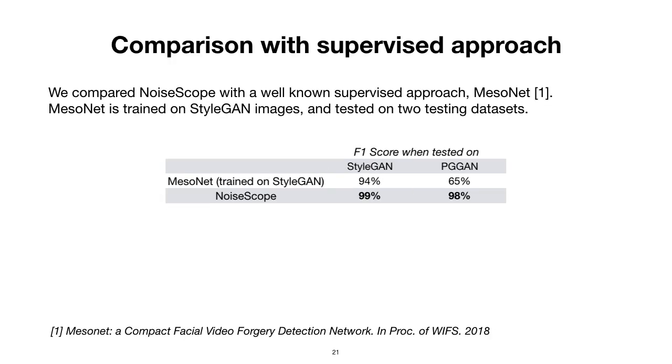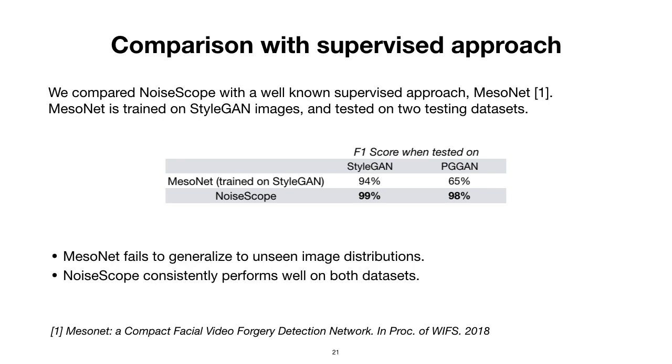We also compared NoiseScope with a well-known supervised approach, Mesonet. We took Mesonet and trained it on fake images from StyleGAN. Next, we prepared two testing sites, one containing StyleGAN fake images and another containing PGGAN fake images. Turns out, Mesonet fails to generalize to PGGAN fake images or previously unseen image distributions. But when we apply NoiseScope, it consistently performs well on both datasets.